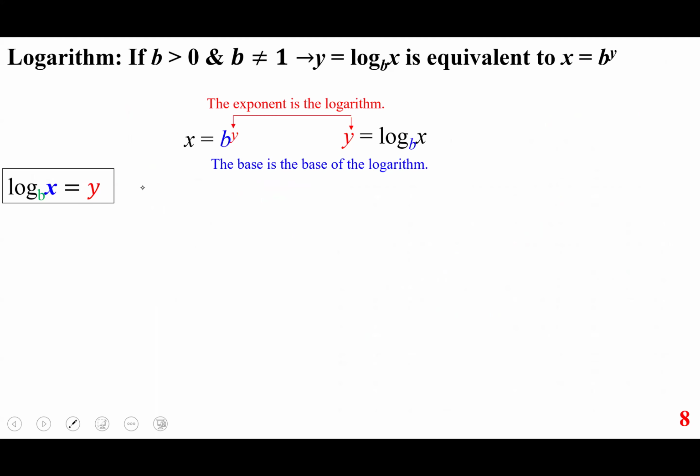Now, what about log functions? If b is larger than 0, the base, and b is not equal to 1, y equals log x base b is equivalent to x equals b to the power of y. If you look at this one, x equals b to the power of y, or y equals log x base b, they have the same exponent y and the same base b.